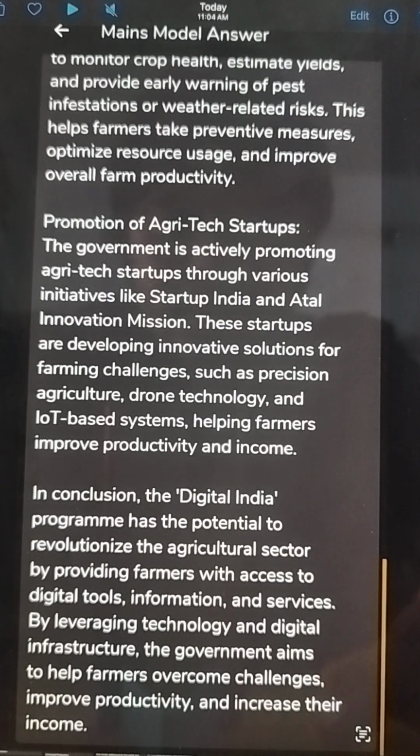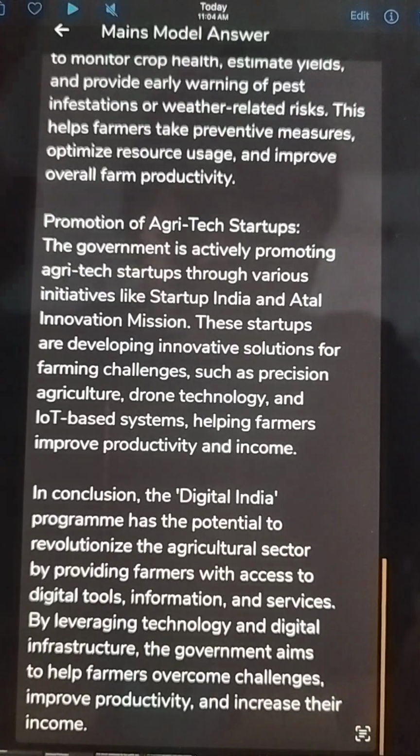In conclusion, the Digital India program has the potential to revolutionize the agriculture sector by providing farmers with access to digital tools, information, and services. By leveraging technology and digital infrastructure, the government aims to help farmers overcome challenges, improve productivity, and increase their income.